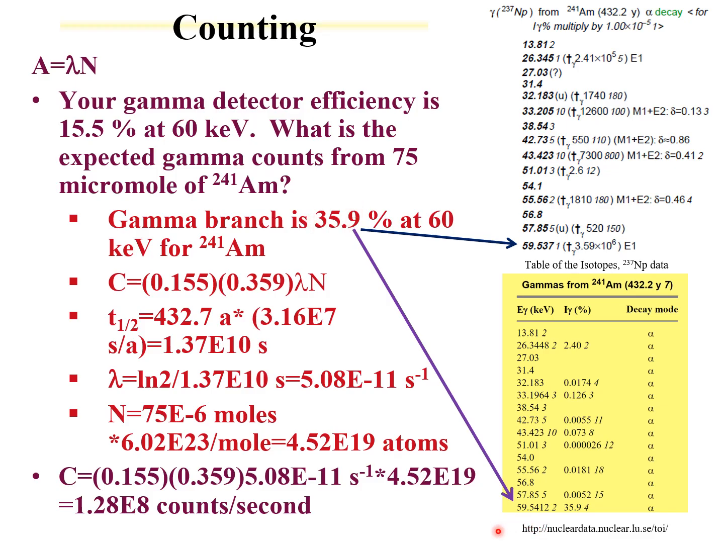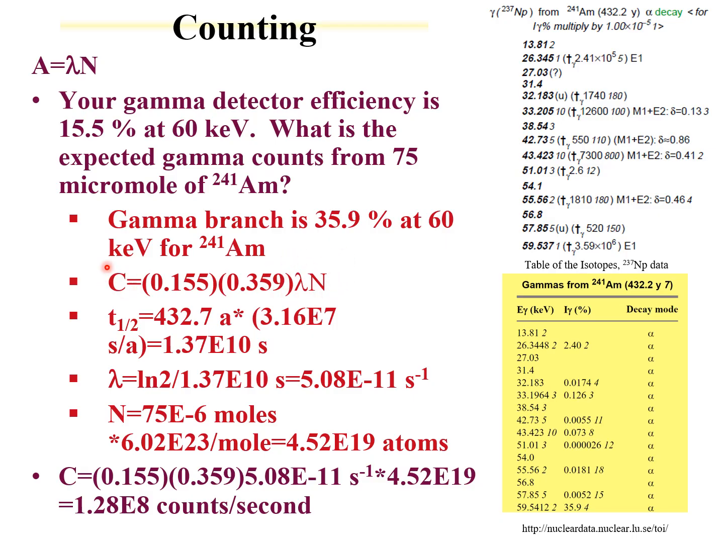Unlike the Table of the Isotopes data, the gamma branching values from the Lund University website are already normalized, so the value here is 35.9, which is the same value from the Table of the Isotopes. So I need to take my detector efficiency, which in this example is measured to be 15.5%, and multiply it by the gamma branching. So in other words, for every time americium decays, 35.9% of the time this photon appears. When that photon appears, I only see it in the detector 15.5% of the time. Then I use my lambda N. That's equal to my counts.